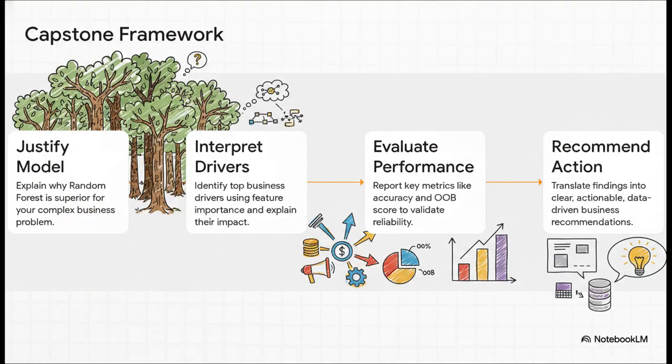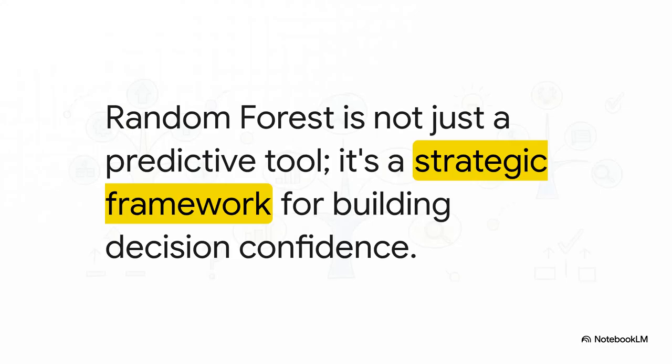Here it is, a 4-step framework for your capstone. Step 1, justify your model choice. Don't just use it, explain why Random Forest is the right tool for this specific, complex business problem. Step 2, interpret that feature importance. This is key. Go beyond just the prediction and tell the story of what's driving the results. Step 3, evaluate its performance. Use metrics like the OOB score to prove your model is reliable. And finally, and this is the most important part, translate all of it into clear, actionable, data-driven recommendations a manager can actually use.